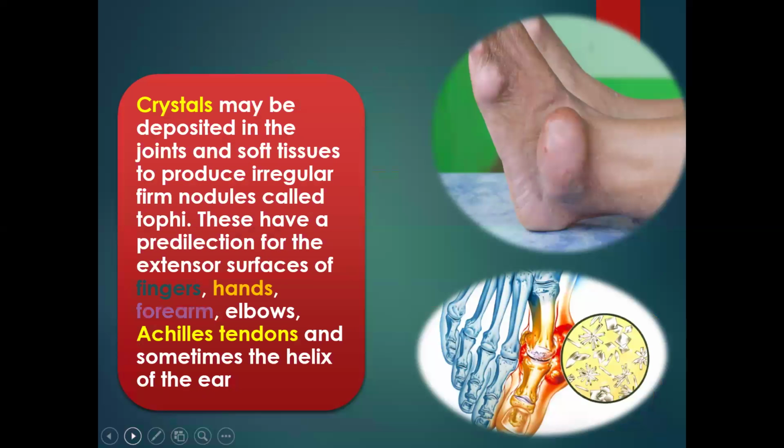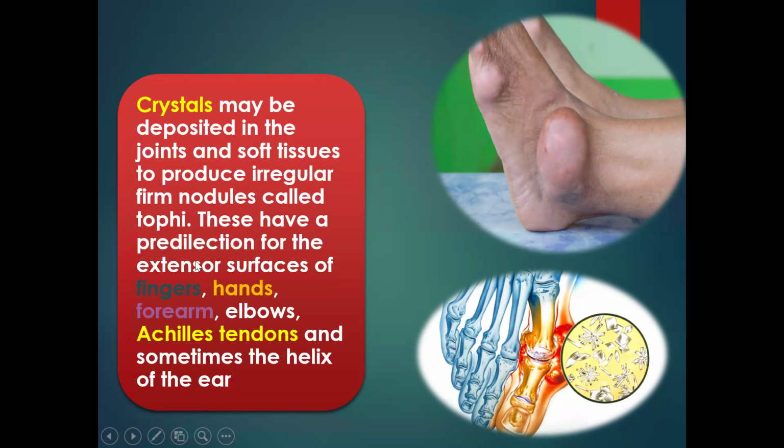Crystals may be deposited in the joints and soft tissues, like you're seeing here, to produce irregular firm nodules. And this nodule you are seeing here is called the tophus. In some patients, you might see it at the ear. That's crystals, either of monosodium urate or calcium pyrophosphate, which could either be pseudogout or gout itself. So you see it being deposited there. And this is called a tophus.